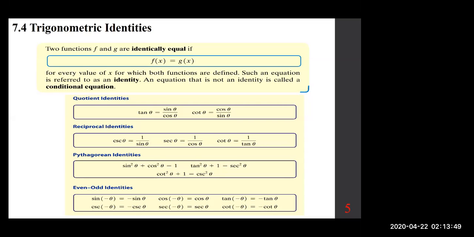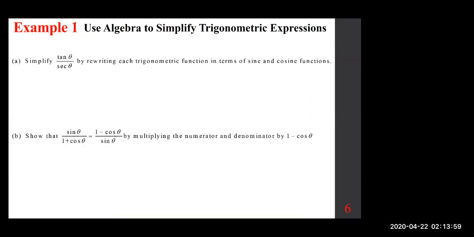To establish identity in the beginning, we may try to use just sine and cosine, and then we may develop other tools and rules. So let's start with a couple of very simple examples. The first one says, simplify tan over secant. Now, even if it doesn't say how to do it, generally speaking, when you have no idea what to do, go back to the basics. Everything in terms of sine and cosine, and normally that can give us some answer.